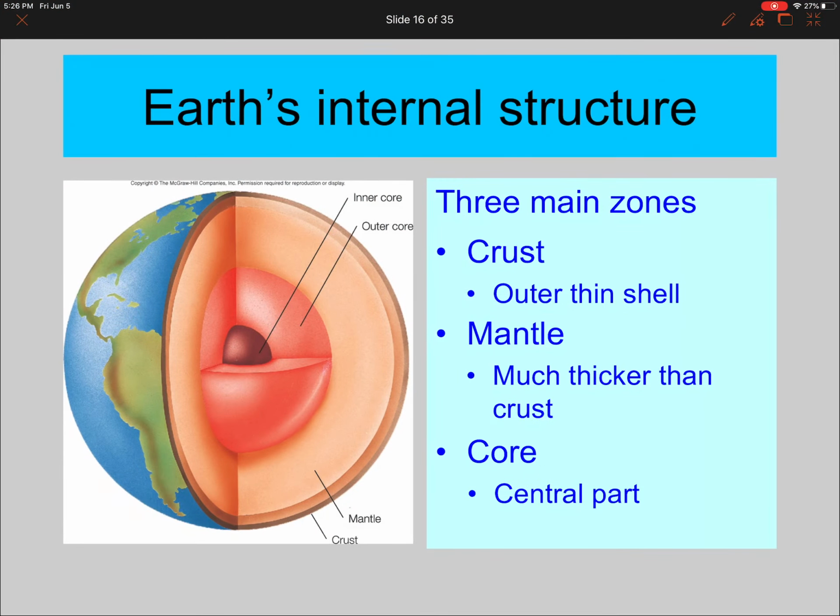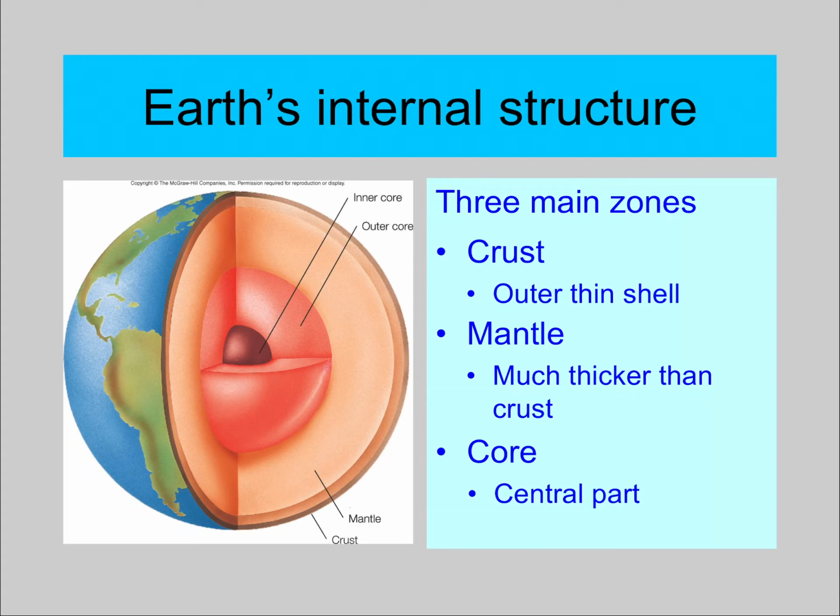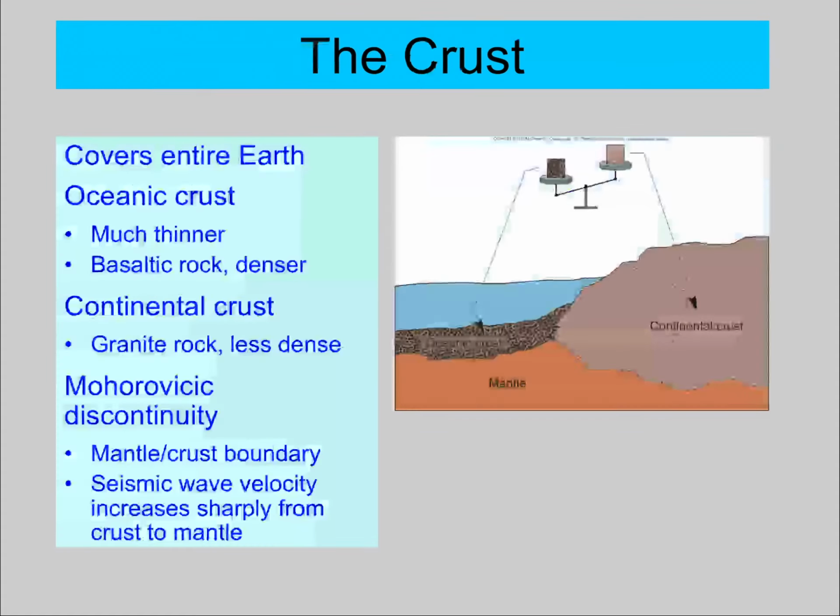Okay, we're back to talk about Earth's internal structure and some other details about boundaries. So there are three main zones, very similar to the sun discussion. The crust is the outer thin shell. Then we have the mantle, which is much thicker than the crust, and then the core, which is actually broken into inner and outer core, which is the centralmost part of our Earth.